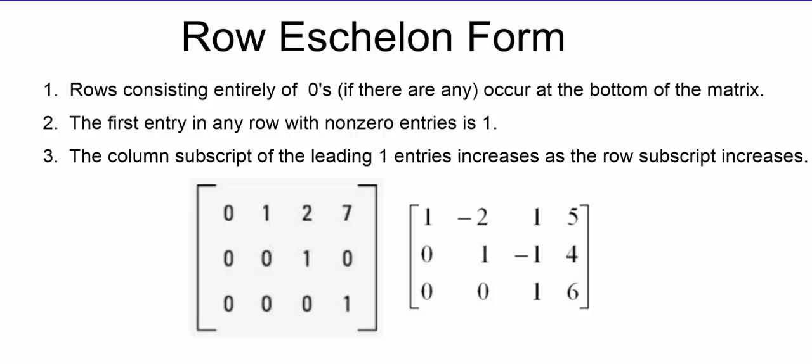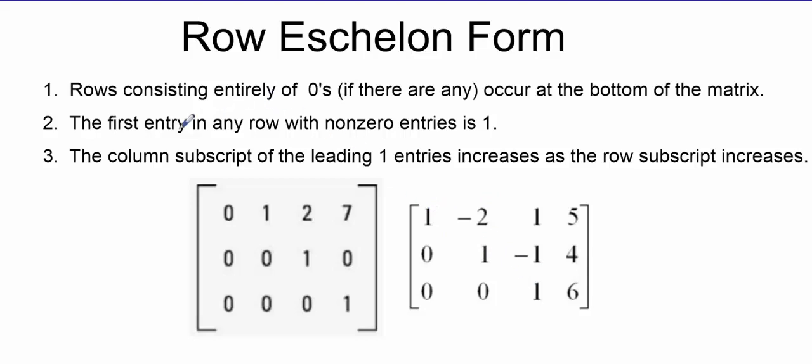Row echelon form. In order for a matrix to be in row echelon form, first of all, the rows can consist entirely of zeros, but they're going to occur at the bottom of the matrix. I didn't give you an example of one of those. The first entry in any row with a non-zero entry is 1. So you'll notice 1, non-zero entry, 1, 1. Likewise here, 1, 1, 1.